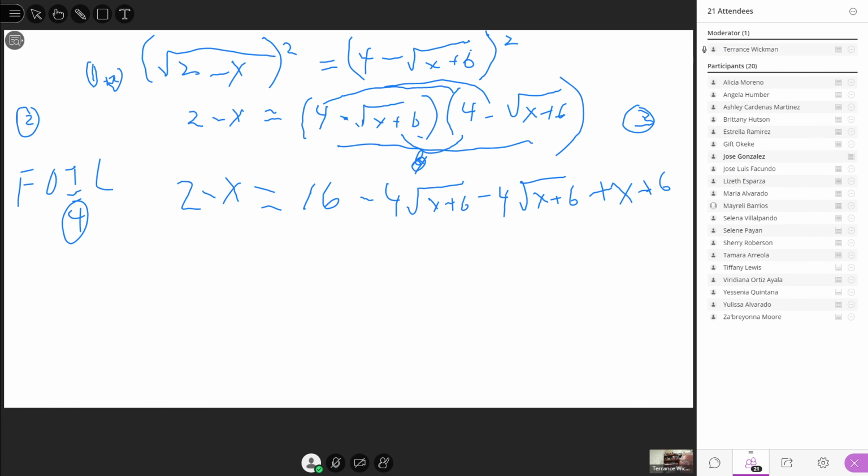So in FOIL, you have the first ones of each thing. So that means 4 times 4. I gave you 16. Then the outer one, 4 times the outer one, which is the square root of x plus 6. And it's negative, so you get 4 of those. Then you take the inner ones. That's the square root of x plus 6, negative times 4 again. So you get 2 of those. And then you take the last ones of each, which is the square root of x plus 6 times the square root of x plus 6. Negative times negative makes a positive. You get whatever's inside, x plus 6. The first, the outer, the inner, and the last.